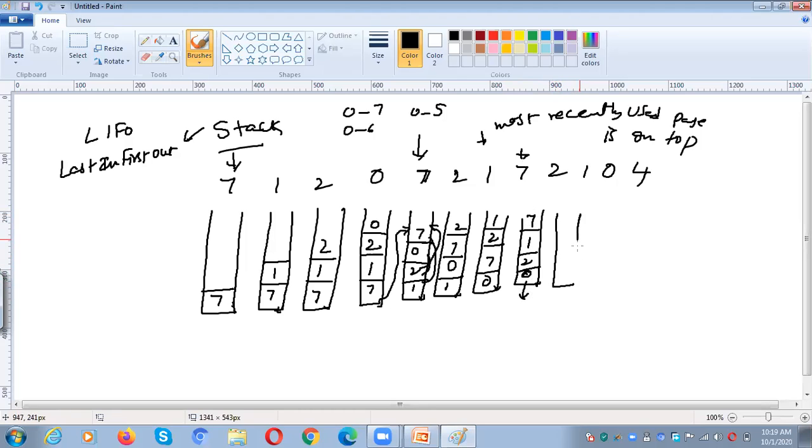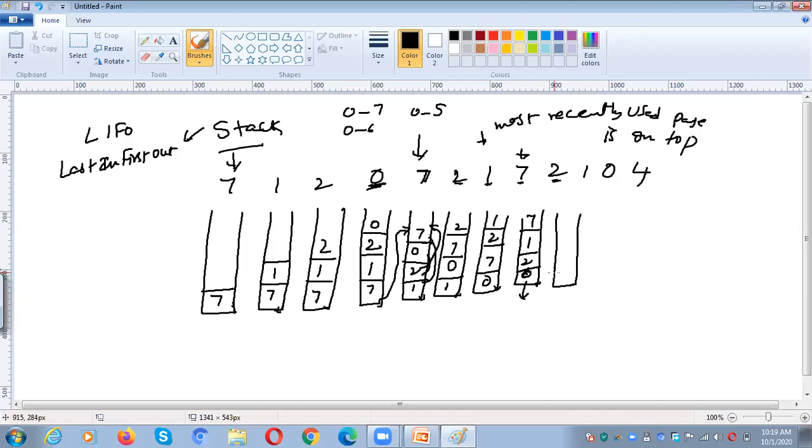Yes, ma'am. And then observe here. So 0 is the best page, I told you. How can I tell that? 0 was referred long back. That is the reason why it is in the stack's last position. 7 we recently used. 1 before 7. Before 1, 2. And then before that 0. So that is the reason why 0 is kept in the last position.